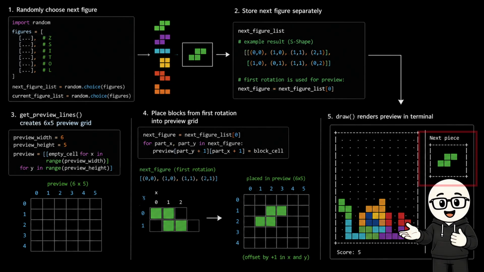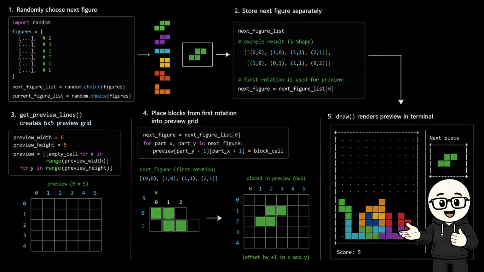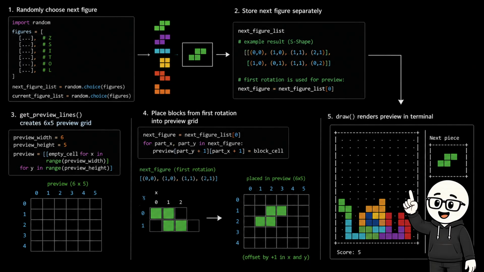The next feature I added was the next piece preview window. The idea was that the next figure should already be visible before it enters the actual game field. For this, I created a next figures list with a random choice of figures. This means that the program randomly selects one upcoming figure and stores it separately. The function getPreviewLine then creates a small preview field and renders the next figure inside it.